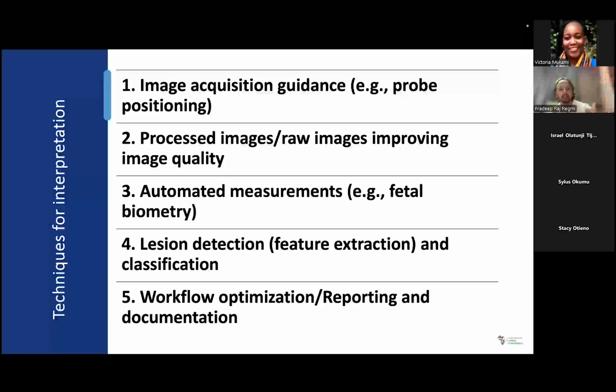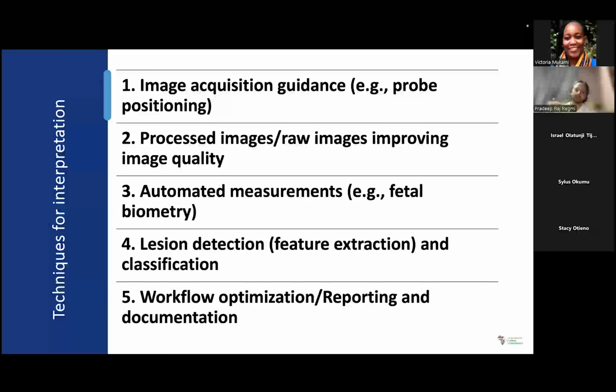So, for interpretation, basically these five main things can be supported with artificial intelligence during our clinical workflow. So it helps in interpreting these five most. And this is the most important slide of this presentation, I think.